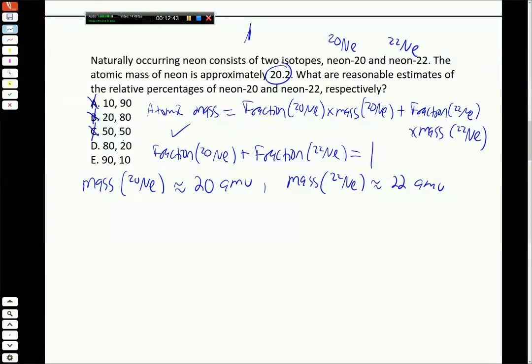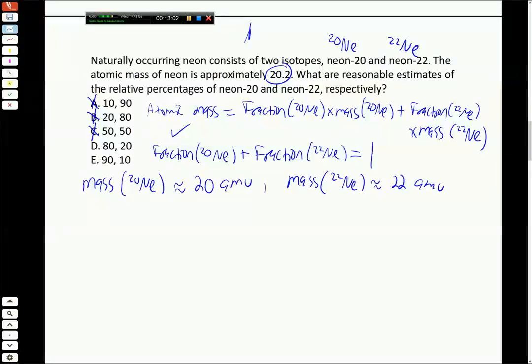That's probably going to be hard to do in our heads, so we'll have to set up the problem to get those. We can eliminate 3 of the answer choices because we know just from the atomic mass being close to 20 that the neon 20 isotope has to be the more abundant one. So that's going to help us out for solving this question. But now we have to go in and do the algebra.